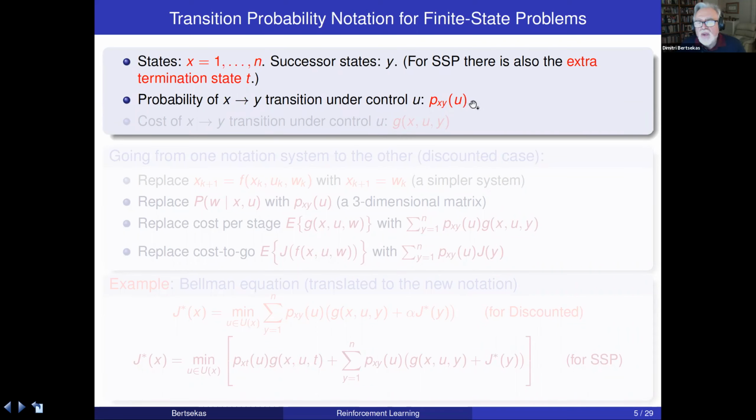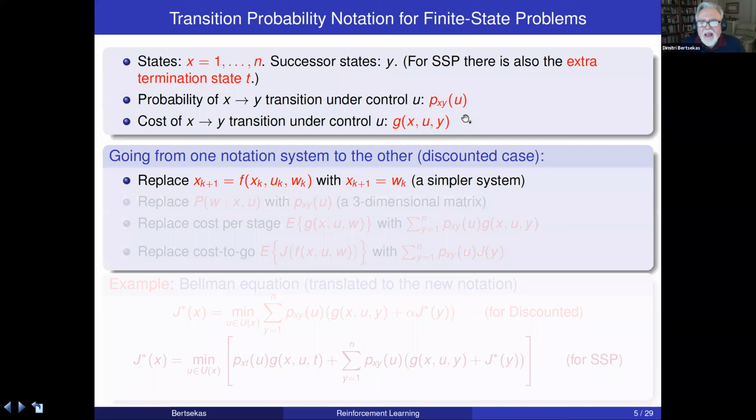In the case of stochastic shortest path problems, there's a transition probability to the termination state, of course, right? And also the cost from one state to the next state, the cost of this transition under control u, is denoted like so. And now you'll notice a similarity that we have here with our standard notation up to now. The two notational systems are mathematically equivalent, functionally equivalent, but more convenient for some problems. One system of notation is more convenient for some types of problems, but not for others.